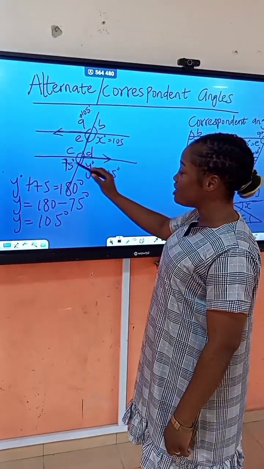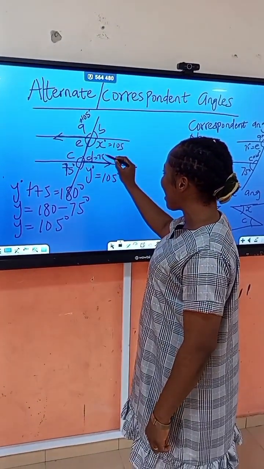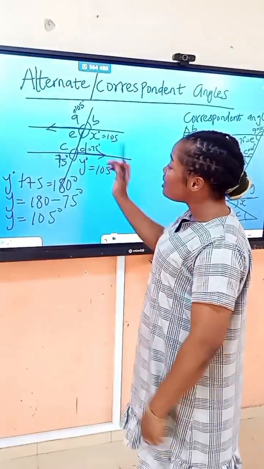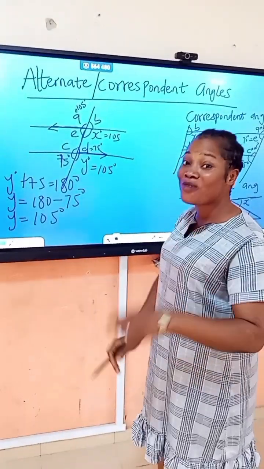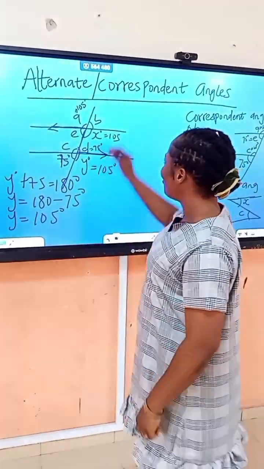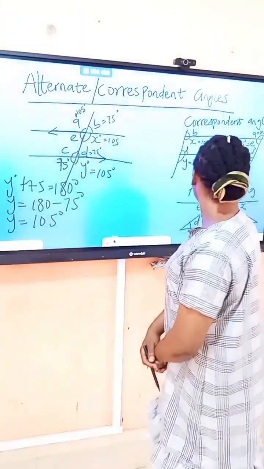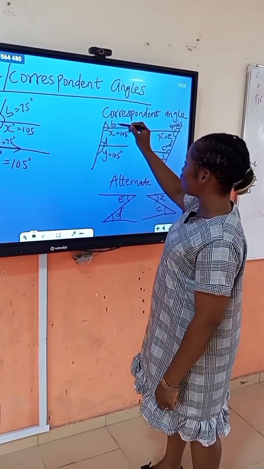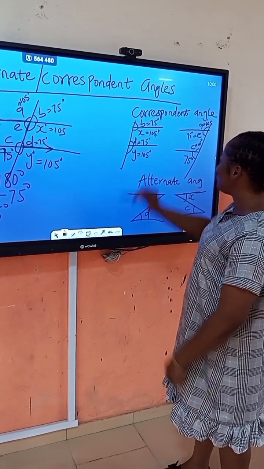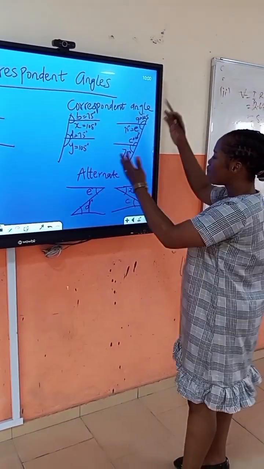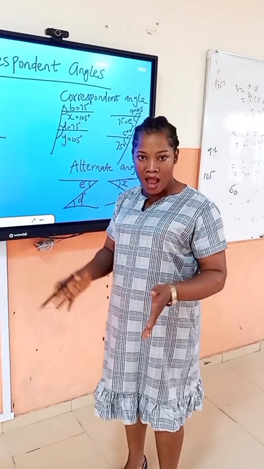D is vertically opposite to 75. Yes. So D is equal to 75 degrees. So if D is 75 degrees, that means B is also 75 degrees. And what is your reason? Corresponding angle. So B is also 75 degrees. Yes. So right here, I'm going to transfer them to this place just for us to be sure that everything is done. Okay, now I have values for all these angles on the corresponding angles.